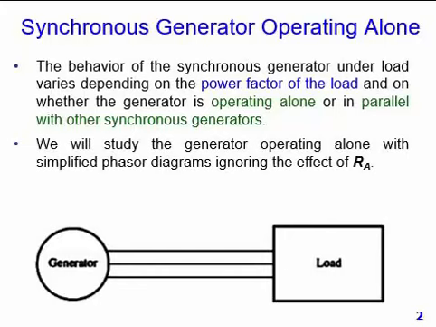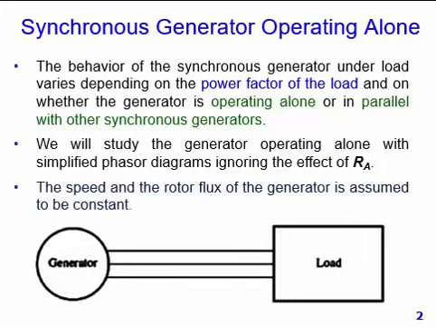In this lecture we will study the generator operating alone with simplified phasor diagrams, ignoring the effect of armature resistance, Ra. Since we studied in the last lecture that Ra is quite small with respect to X, we can neglect the value of R to simplify our calculations. The speed and the rotor flux of the generator are assumed to be constant. We will discuss this in detail in the coming few slides.